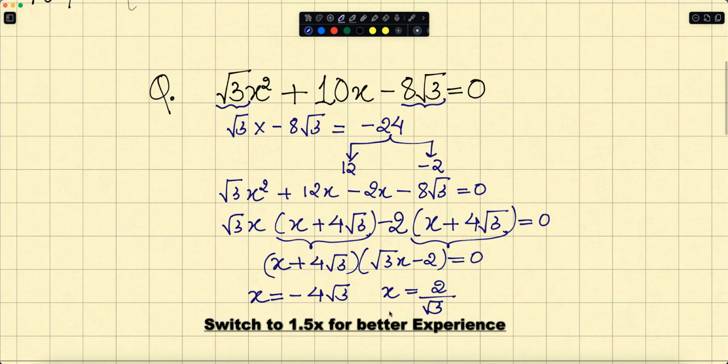These are the two answers that we get in this kind of problem. So every time you get this kind of question, always remember you have to multiply root 3 and 8 root 3 to get the answer of this question. Hope you have understood this question.